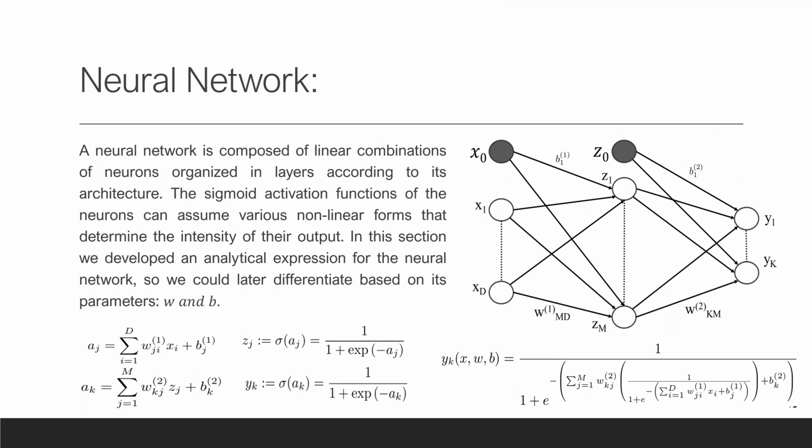So a neural network is composed of linear combinations of neurons organized in layers according to its architecture. The sigmoid activation functions of the neurons can assume various nonlinear forms that determine the intensity of their output. In this section, we developed an analytical expression for the neural network so we could later differentiate based on its parameters, which are W, the weight, and B, the bias. So here, as you can see, I have coded the inputs of each of the neurons, and then we are using this input in the sigmoid activation function, which will result in the Y variable as follows here.